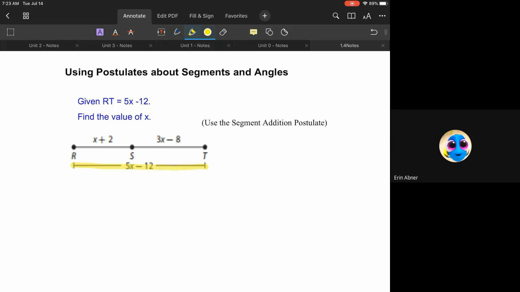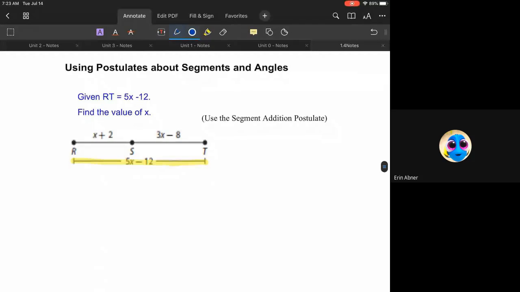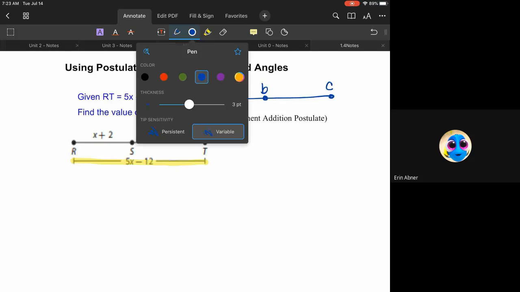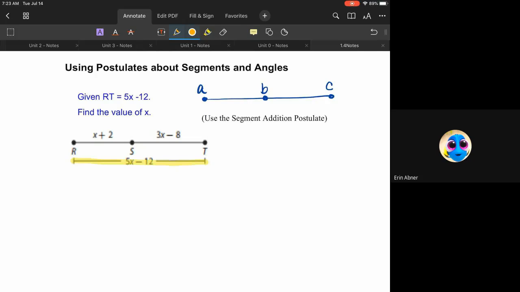Well, here's an easy way to think about this. It says using the segment addition postulate. That's this over here. So segment addition postulate means if I have this segment here, segment meaning no arrows on the end, dots on the end. Okay. I'm going to name this A, I'm going to name this B, and I'm going to name this C. Okay. This here is a part.